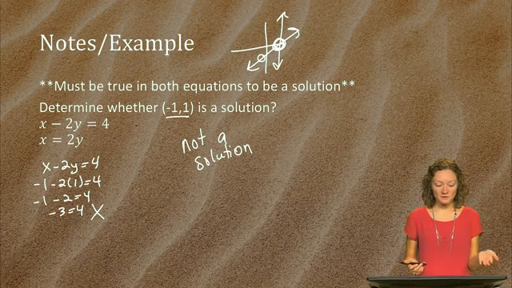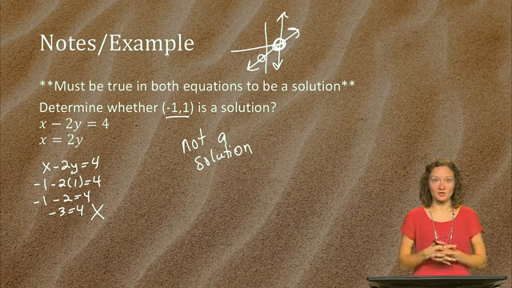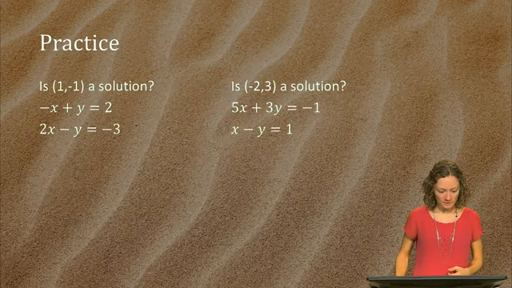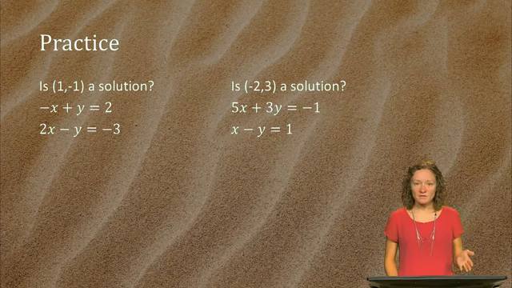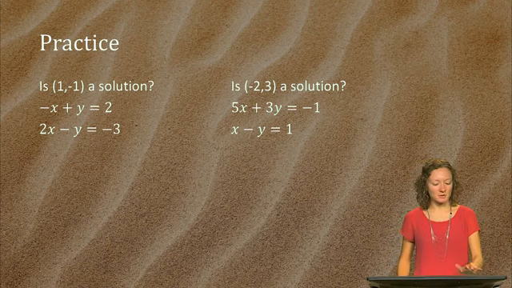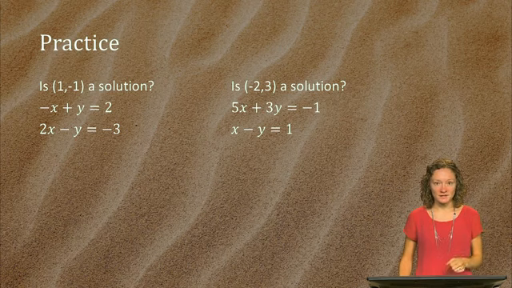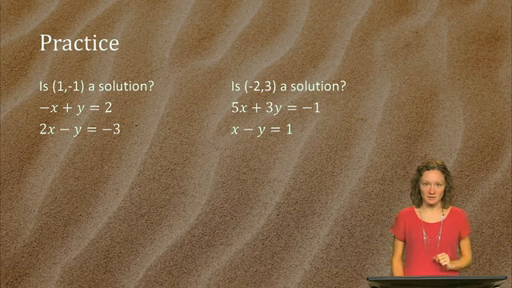Now, if it worked for the first one but not for the second one, then we would also say not a solution. You have to check both if the first one works. I think there should be one more. Pretty simple. Go ahead and practice these. Pause the video, go through these two practice problems. You're plugging in each ordered pair, the first one, (1, -1), into the first system. You're deciding if that ordered pair is a solution to the system, and if (-2, 3) is a solution to the second system of equations.